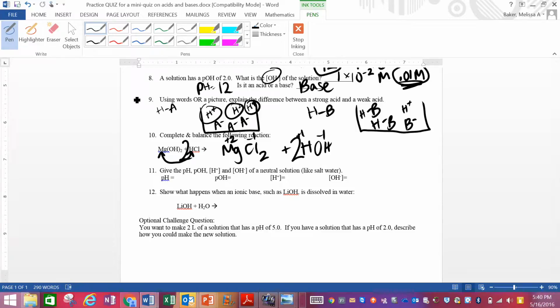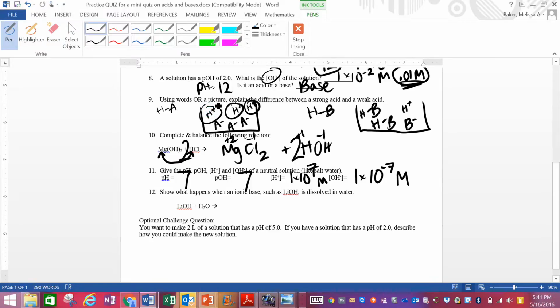What if you've got a neutral solution of salt water? pH is 7, pOH is 7, hydrogen ion concentration is 1 times 10 to the minus 7th, and the hydroxide concentration is 1 times 10 to the minus 7th. Sorry, this 7 here is a little bit hard to see. Oops, let me make this better.